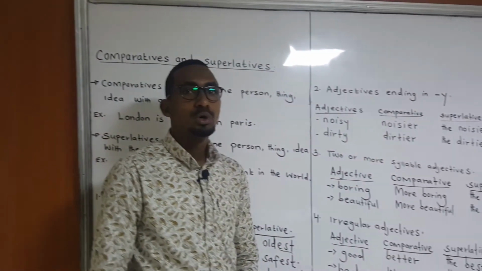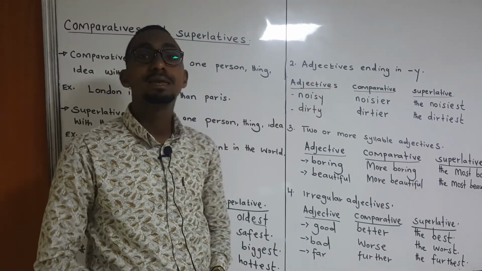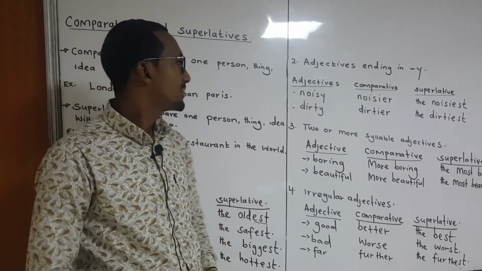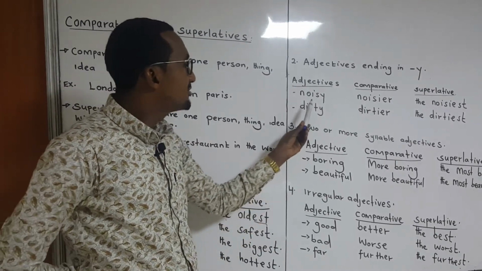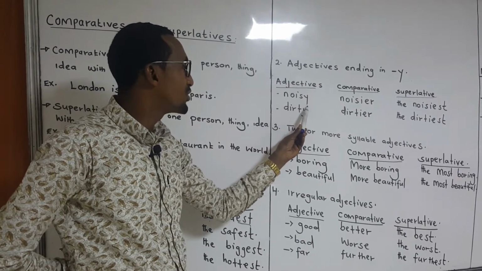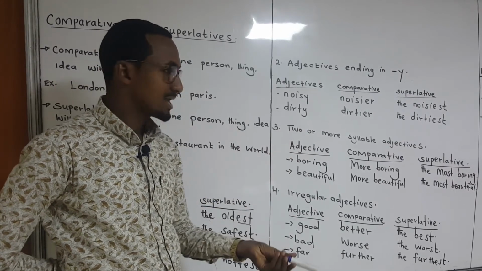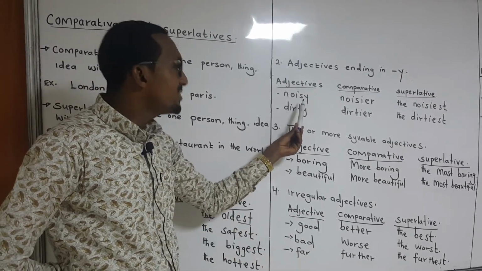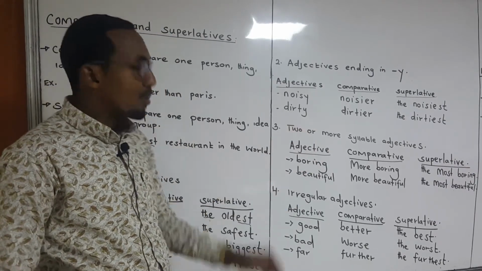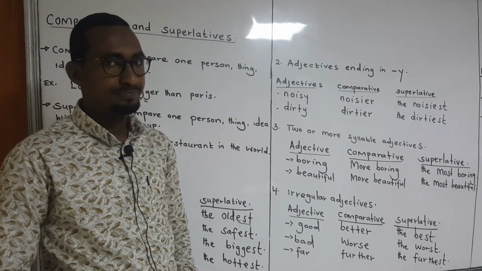Number 2. We are moving to number 2. We have adjectives ending in Y. So the adjective here is noisy. If you look at this, the last letter is Y. Noisy, dirty, happy, there are very many. So noisy, when the adjective ends in Y, we drop the Y. We drop means we omit or we remove completely.